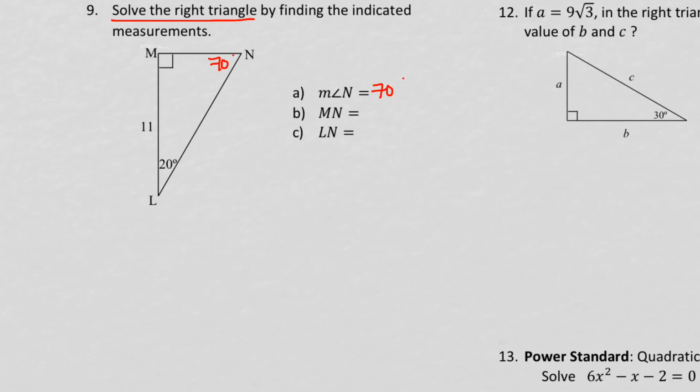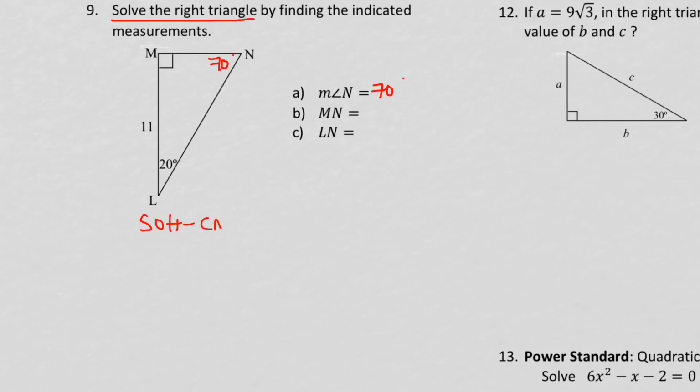Once that's done, you're being asked to find MN, which is this side that you don't know yet, and also LN, which is the hypotenuse. So in this problem again, this is not a special right triangle, so I have to use SOHCAHTOA. So I'll set that up here in this problem.